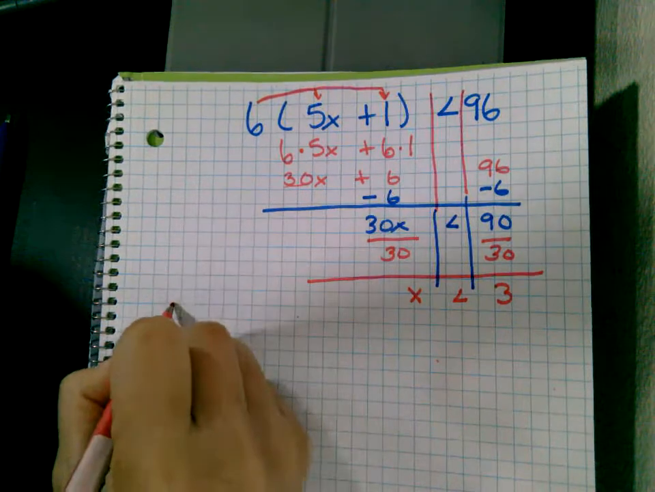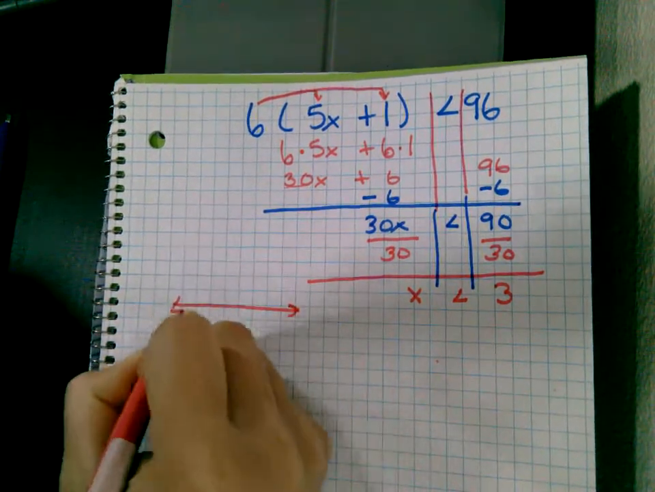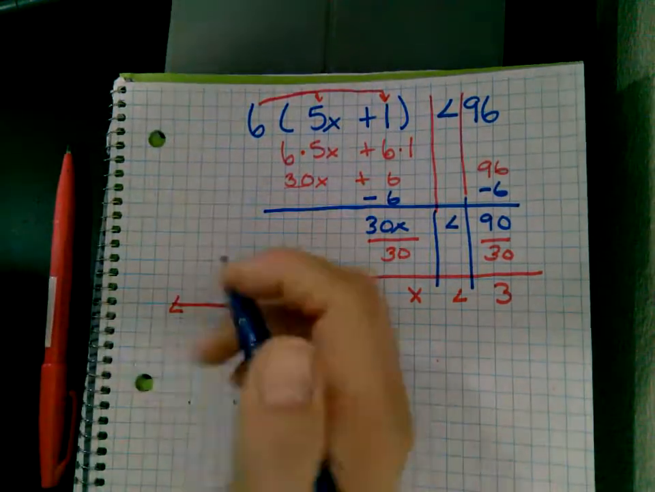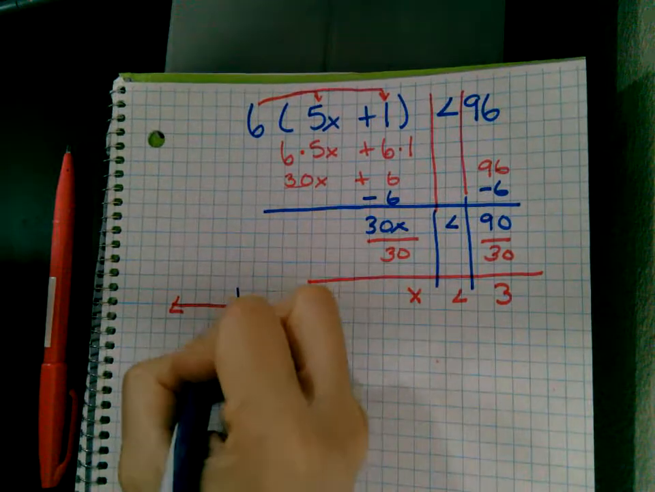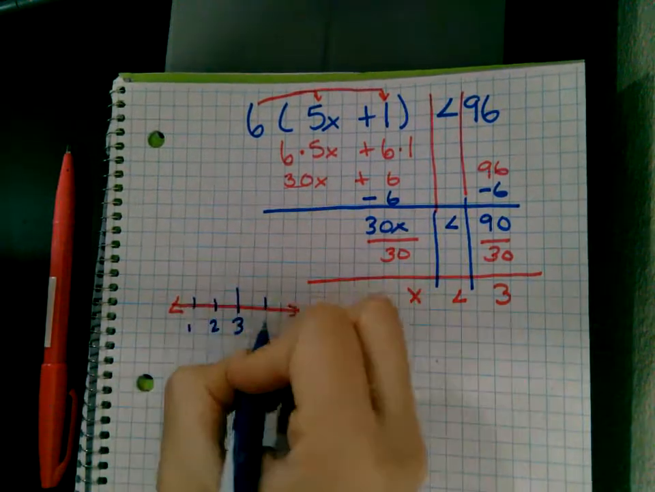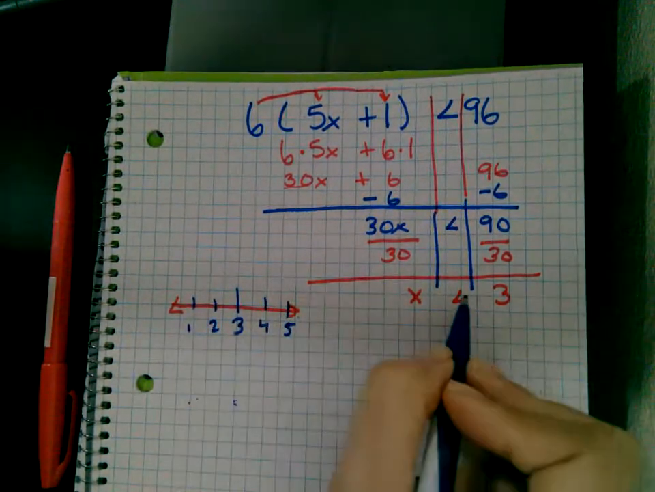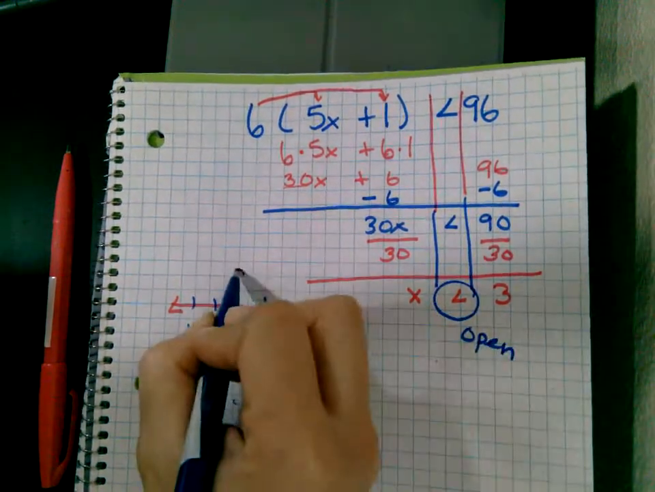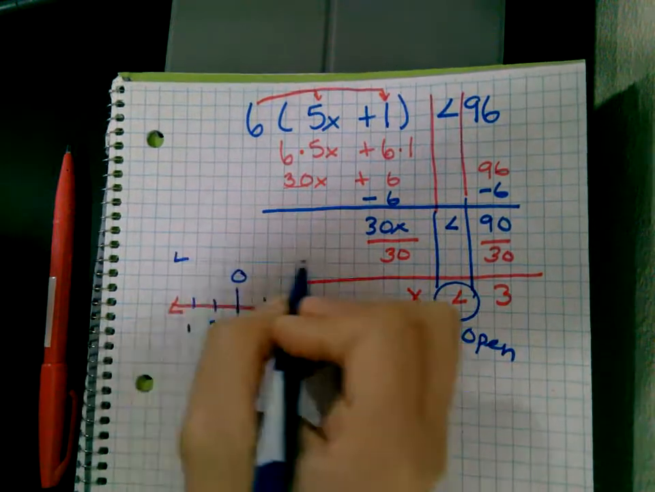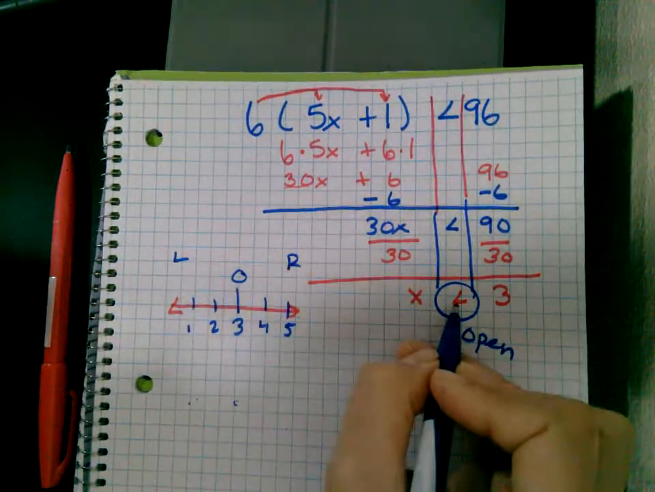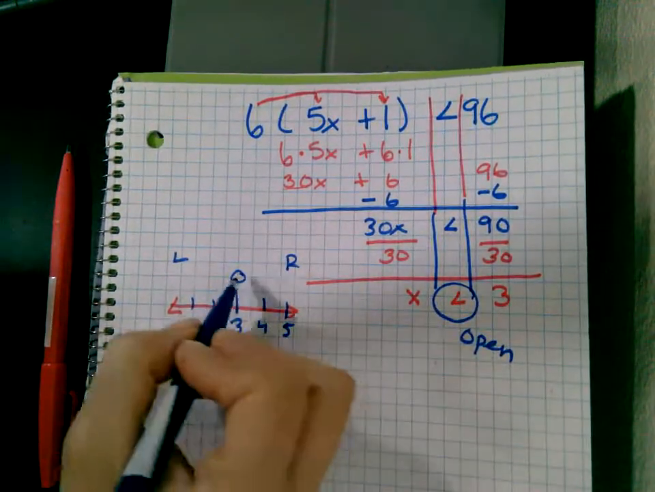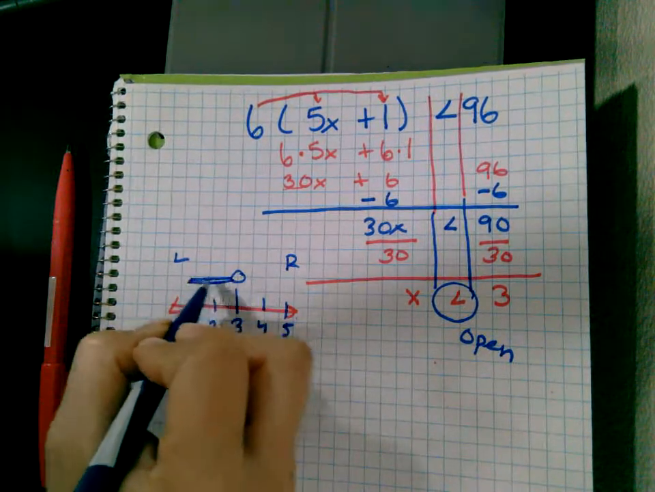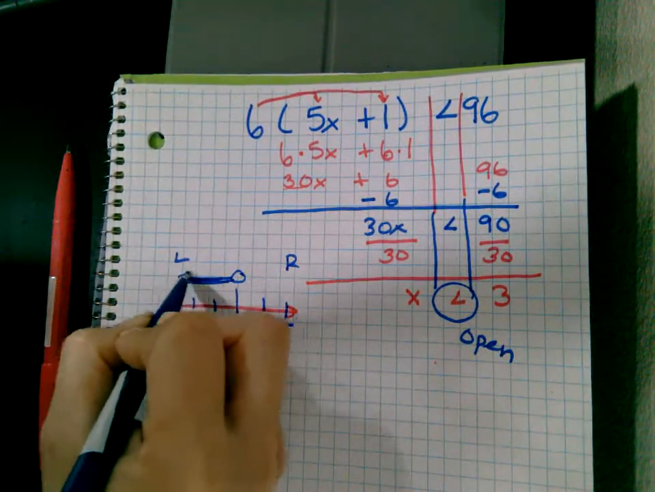Okay, so the last thing you have to do is to graph. 1, 2, 3, 4, 5. This inequality right here tells me that it's an open circle, so I'm going to have an open circle. Shade left or shade right? X is less than 3, so which numbers are less than 3? On the left side, so I shade it to the left.